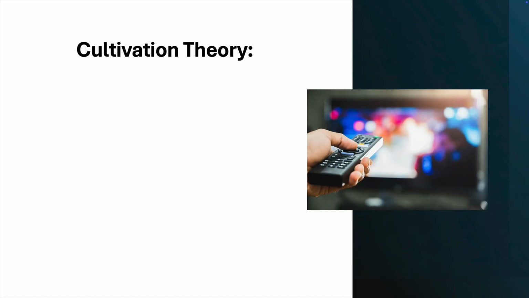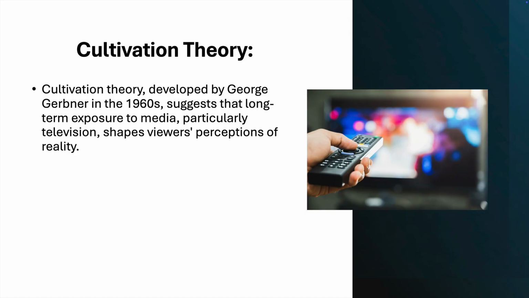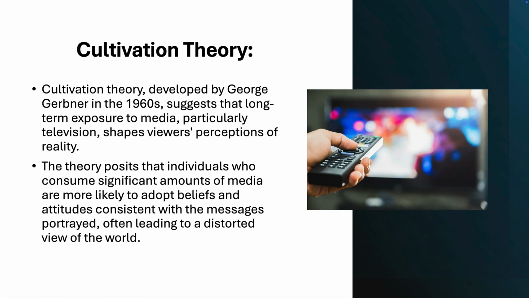Next, cultivation theory. Cultivation theory, developed by George Gerbner in the 1960s, suggests that long-term exposure to media, particularly television, shapes viewers' perceptions of reality. The theory posits that individuals who consume significant amounts of media are more likely to adopt beliefs and attitudes consistent with the messages portrayed, often leading to a distorted view of the world.